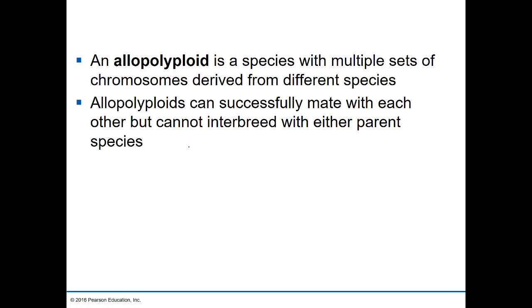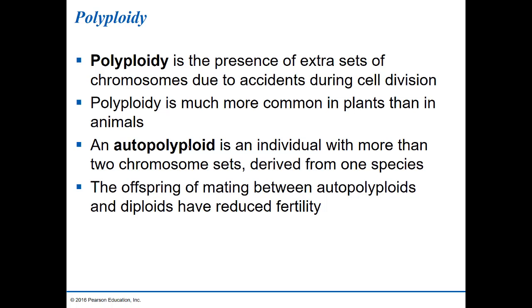An allopolyploid is a species with multiple sets of chromosomes derived from different species. So allopolyploids can successfully mate with each other, but they can't interbreed with the parent species. And so then they make their own, so that a hybrid is formed basically, and the hybrids breed with one another, producing a new species. Autopolyploidy is where the offspring and the parent population can continue to reproduce, but they have really reduced fertility.